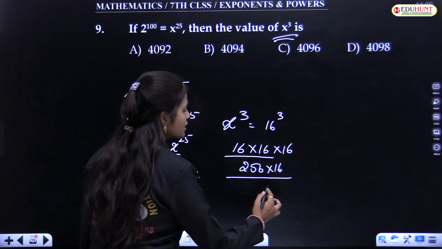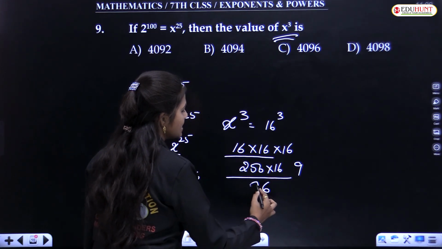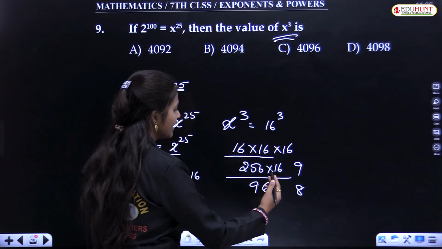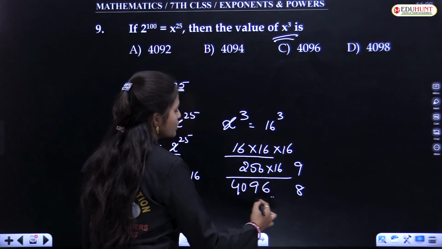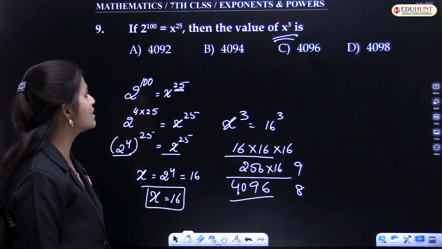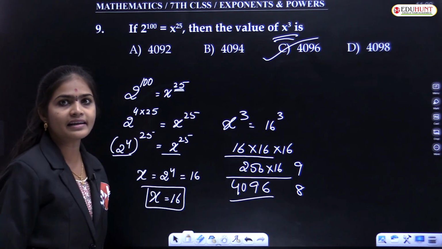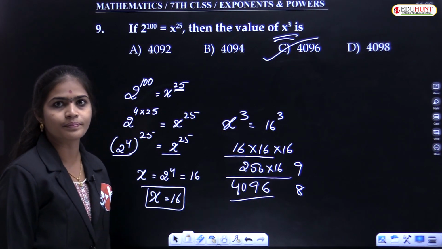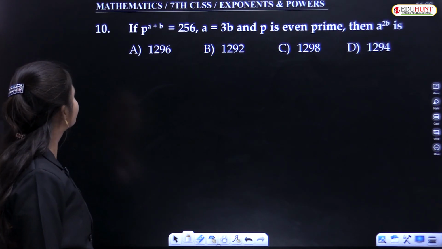16 into 6 is equal to 96. 16 5s is 80. 80 plus 9 is equal to 89. And right here 8. 16 2s is 32. 32 plus 8 is equal to 40. So what is the resultant here? That is 4096. So which option is correct? Yes, option C is correct. That is 4096. Okay, is it clear to you? Yes. So see the next one.